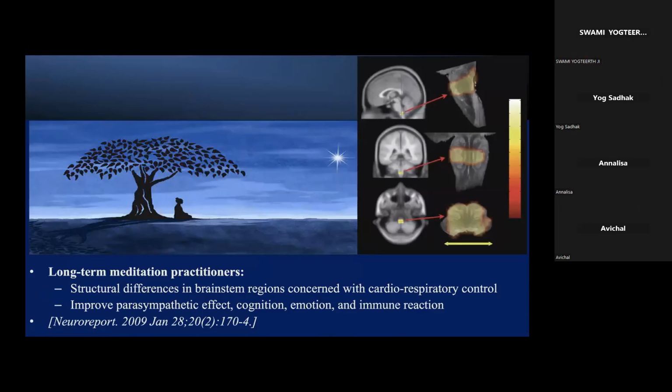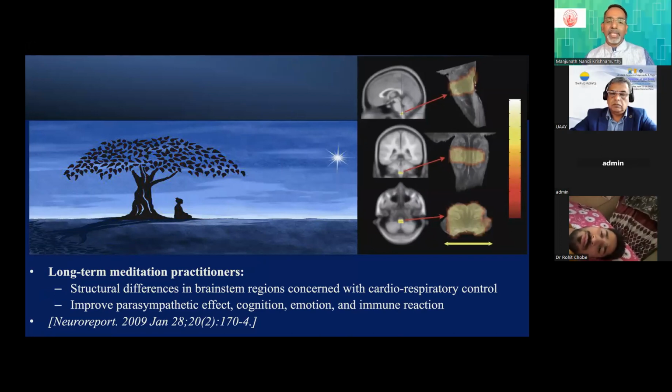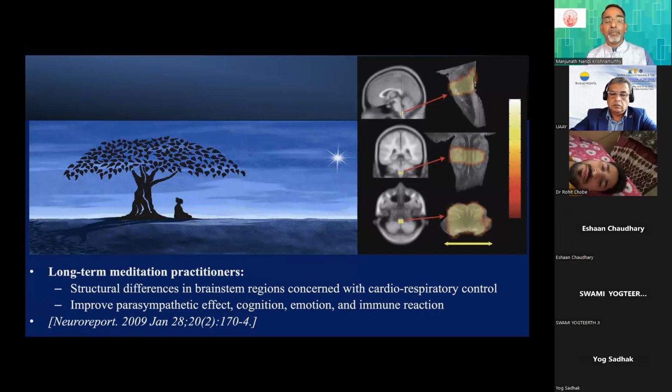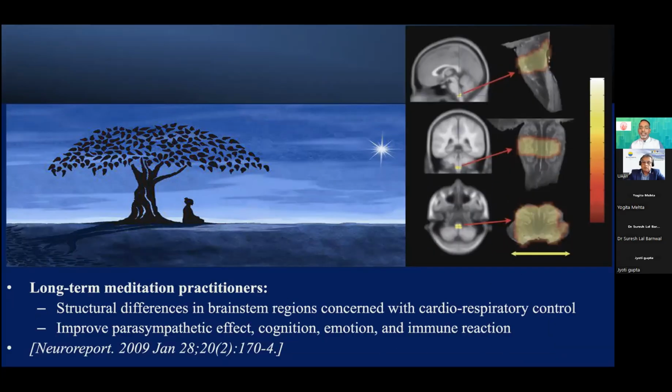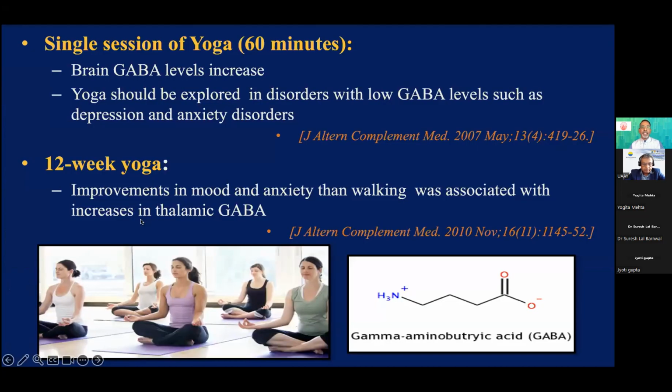If you ask me a question, how long should we meditate? What is the benefit we can fix as a duration? Long-term meditation practitioners, about 30 years of meditation, have shown an amazing impact on the brainstem area, apart from all other areas which we spoke of, which controls the cardiorespiratory system. And that's how the earliest studies in India, like those done by the All India Institute of Medical Sciences and other places on the greatest yoga masters, demonstrated the ability to voluntarily control involuntary functions, which is all because of your control over the brainstem area, which regulates the cardiorespiratory system.